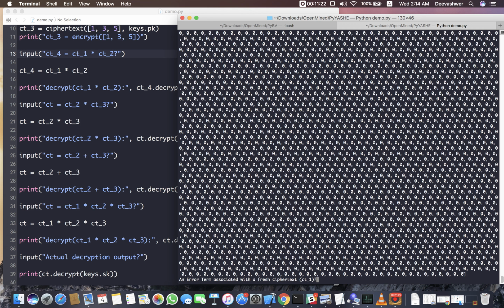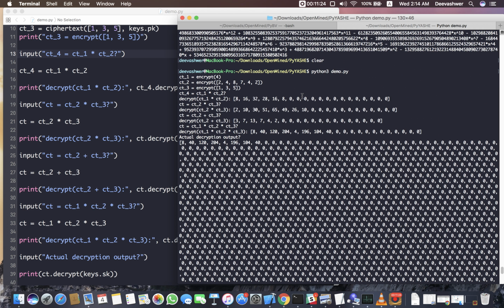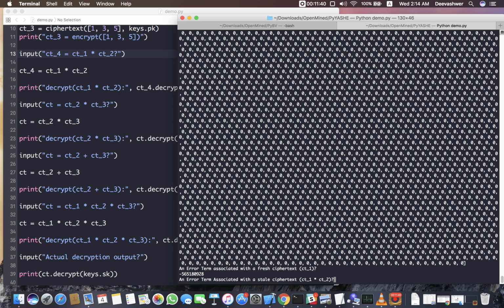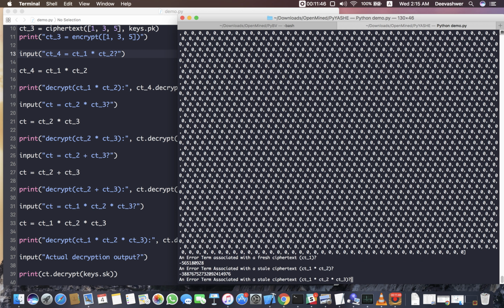Let's see the actual decryption output. It is similar to the PyBV one, just that these will be 3329 integers, because I set n to 3329. Now we'll see how the error terms change. Now this is the magnitude of the error in the fresh ciphertext. Let's do CD1 times CD2.